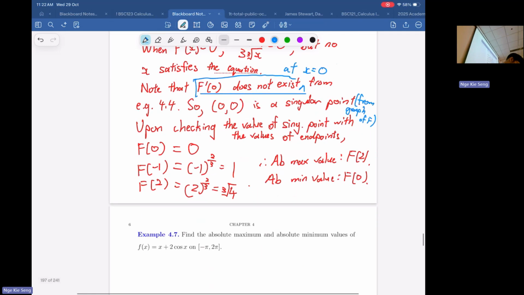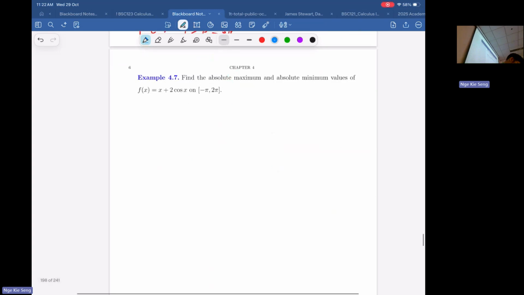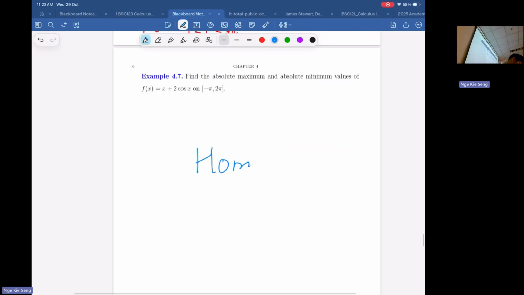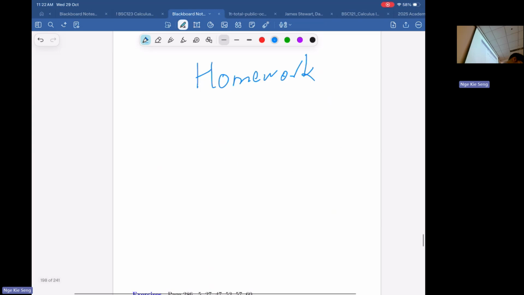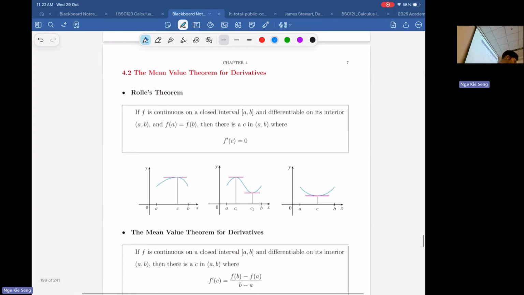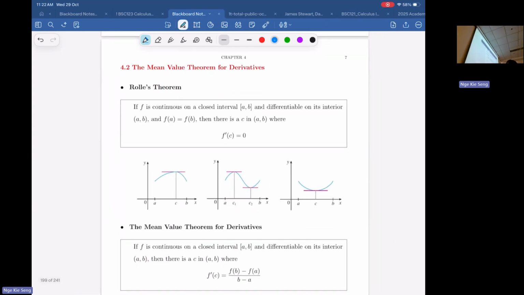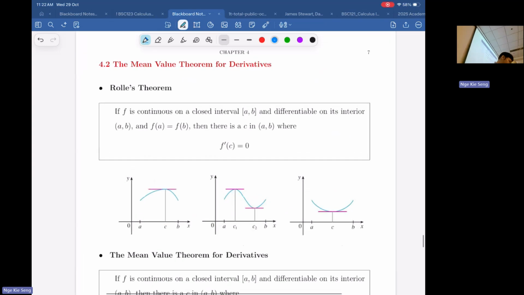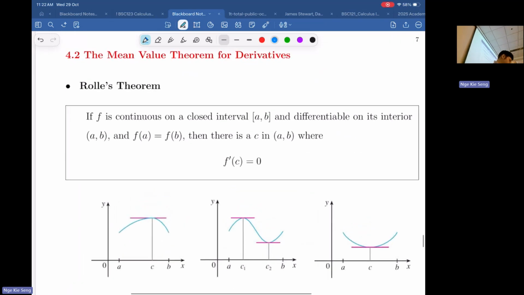Okay, so this is for this question. 4.7 we will skip, for you for homework. This is very similar. Okay, let's go to the next theorem. It's about the derivative mean value theorem. Okay, so mean value theorem, you should think of it like the middle value, right? The middle value. So how do we get some middle value here?